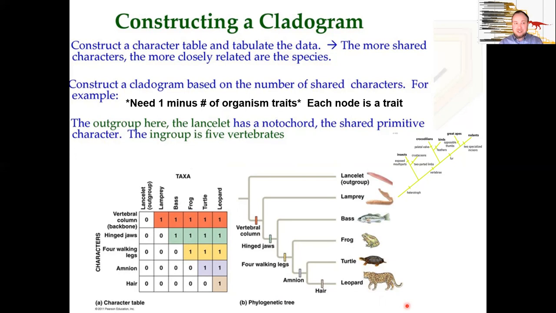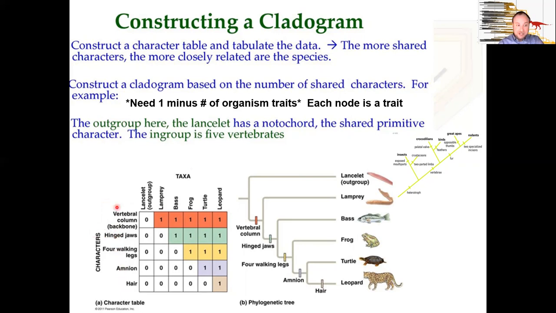So for example, in this case, we've chosen the presence or absence of a vertebral column, a spinal column, the presence or absence of hinged jaws, four walking legs, amnion, the eggs, or hair. So these are the characters that the people who built this tree chose. Why these characters? Because it makes a relatively simple tree, but perhaps you would choose different characters. We'll talk about that in just a second.